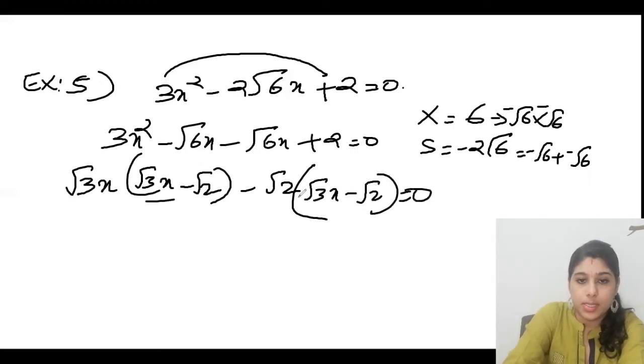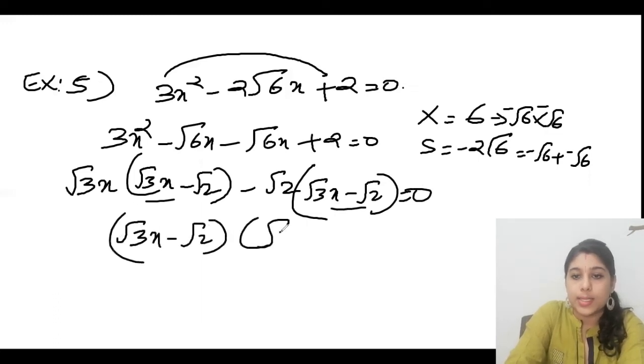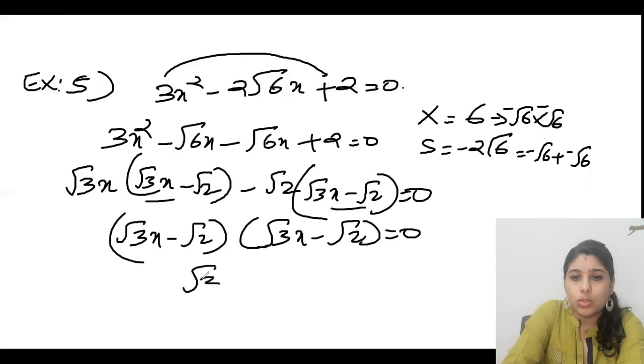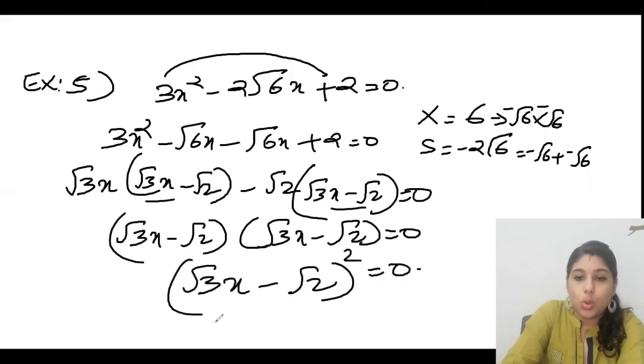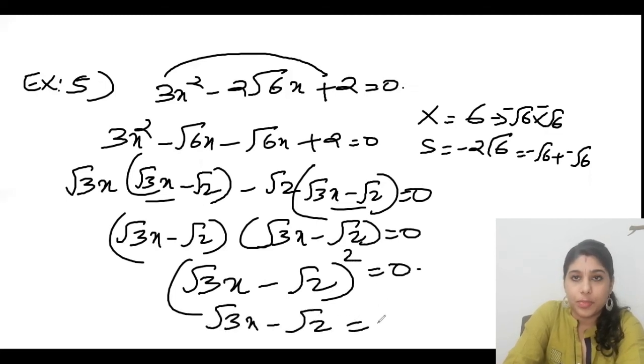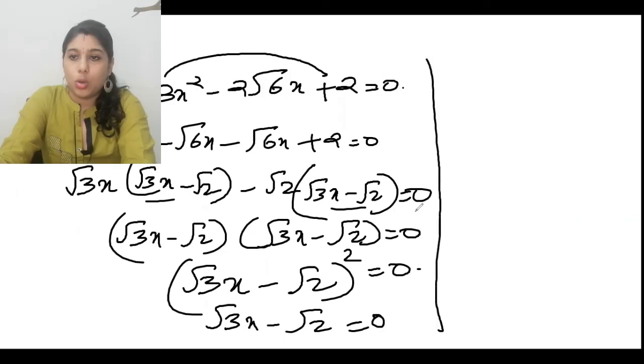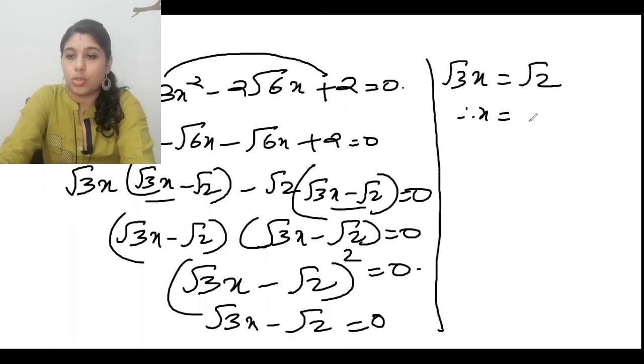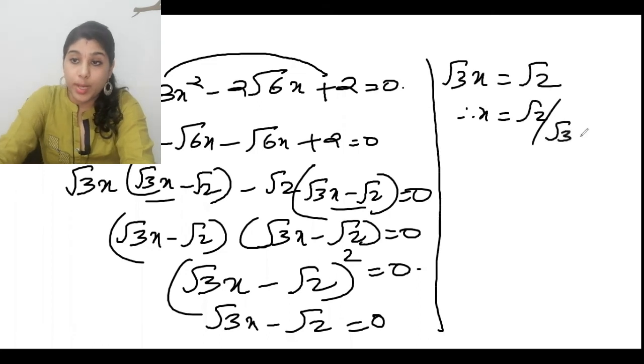Here also my bracket is the same. So (root 3x minus root 2) into (root 3x minus root 2) is equal to 0. I come to know that these both are (a minus b) into (a minus b), which together we can write as (root 3x minus root 2) the whole square is equal to 0. If the square is 0, then the square root will also be 0. So what will be the value of x? Root 3x is equal to root 2. Therefore x will be root 2 by root 3.